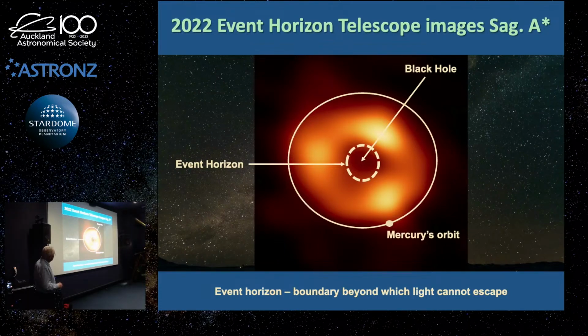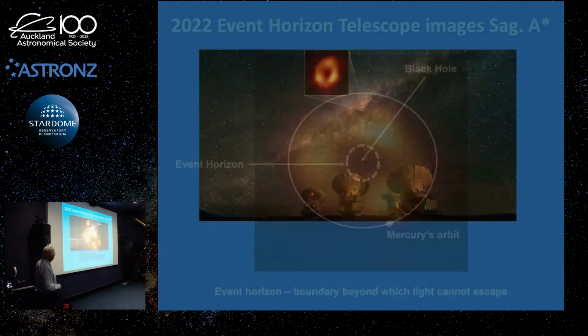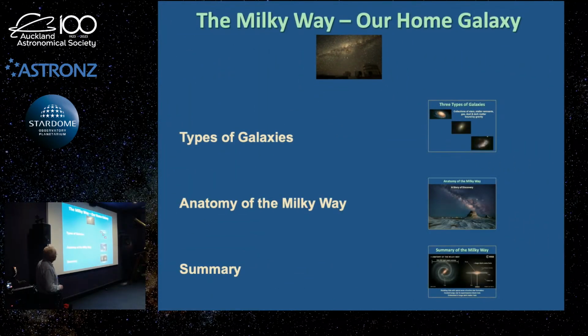So here's Mercury's orbit. You know, Mercury's the closest planet. It's got an orbit of about, I think, 68 million kilometres. So it's out to about here, and right in here is about 24. So it's sort of a third of the size of the orbit of Mercury. So it's very, very compact. So there's your supermassive black hole in the centre of the Milky Way.